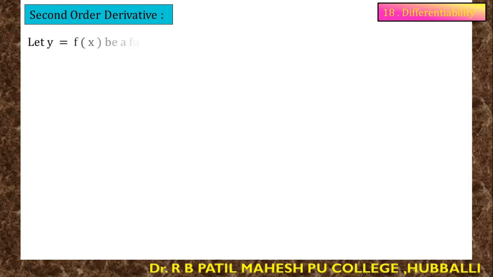Let y is equal to f of x be a function, then the derivative of y with respect to x is given by dy by dx. You know already this one, that is called the first order derivative of the y function, that is dy by dx. And also it is denoted by f dash of x.